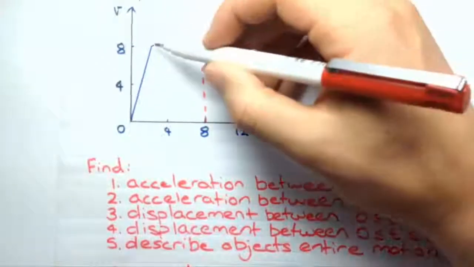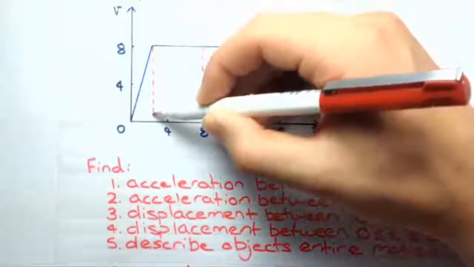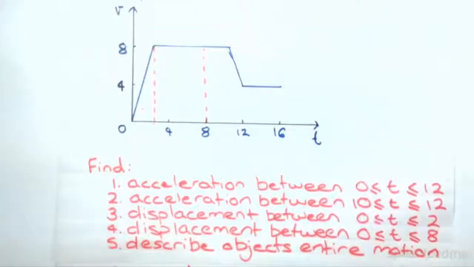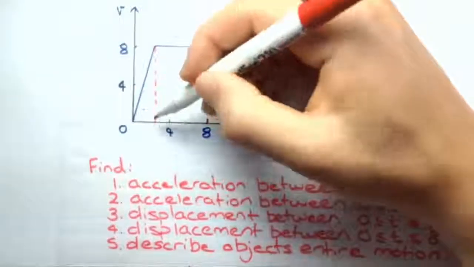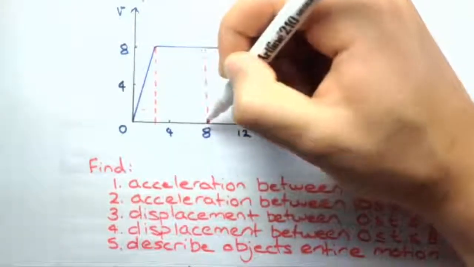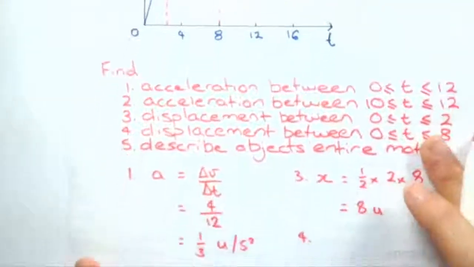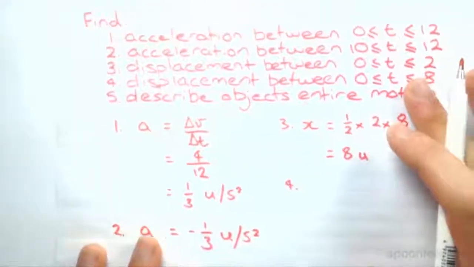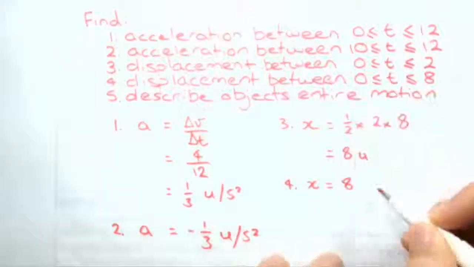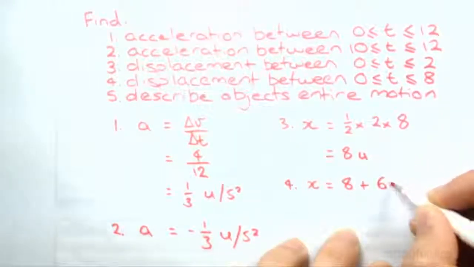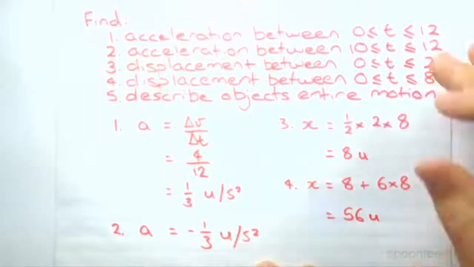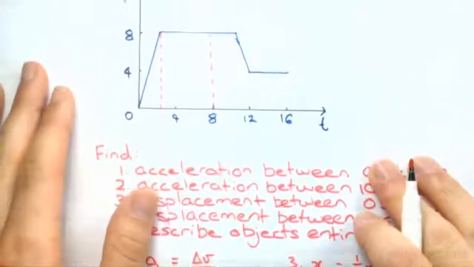Now we've already got this area, that triangle over here. Now we just need to find the area of this rectangle. So if we look here, we've got a base length of 2 plus 4, that's 6, and we've got a height of 8. So for our displacement, equals the area of the triangle, which we worked out to be 8, plus the area of the rectangle, which is 6 times 8, which is, I guess, 48 plus 8, so that's 56 units. So it's actually moved 56 units away from the origin.